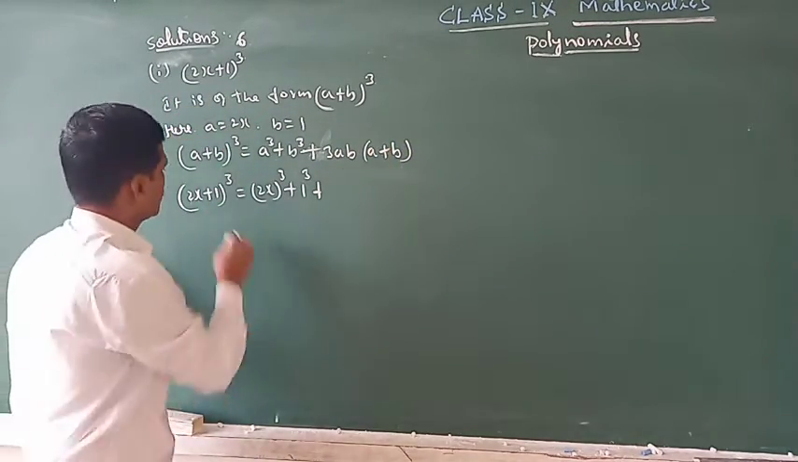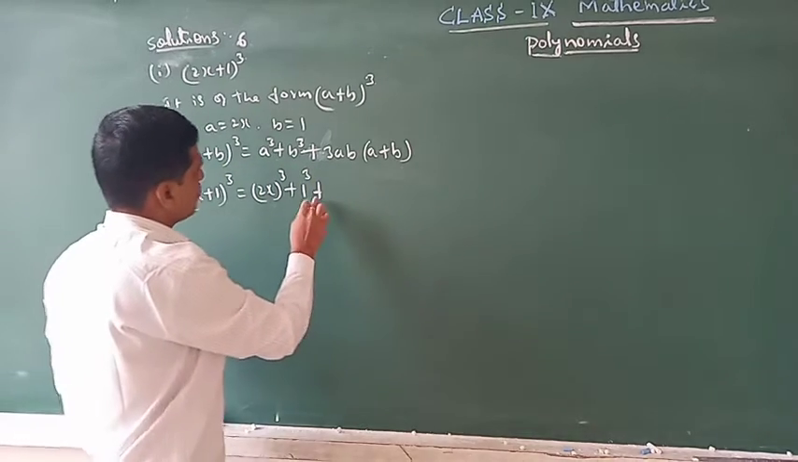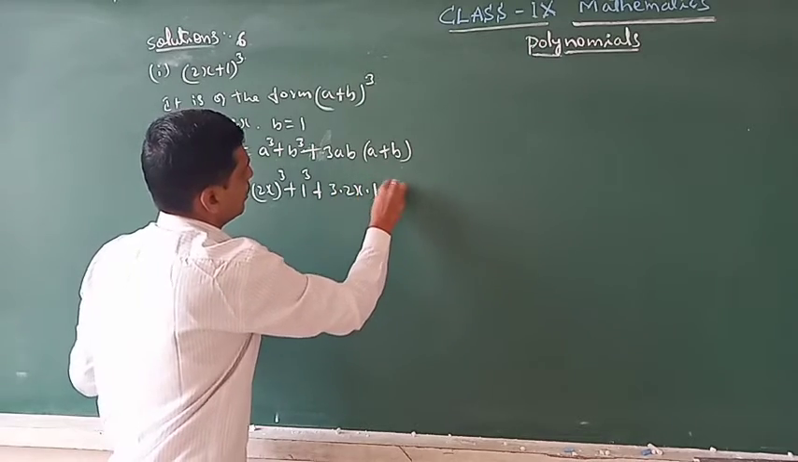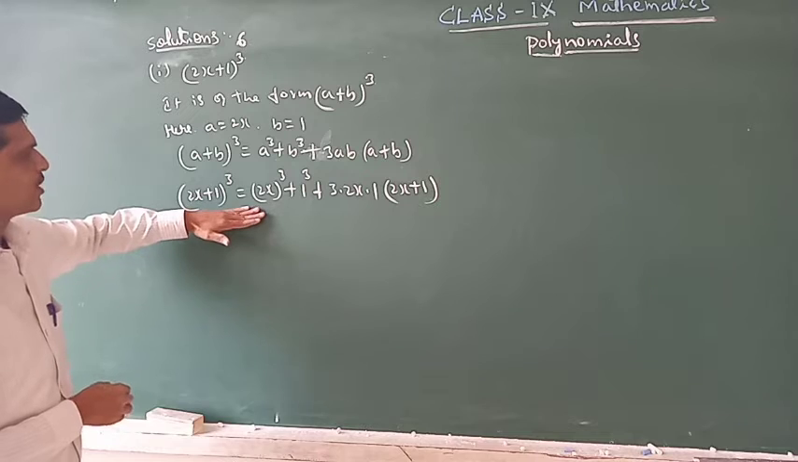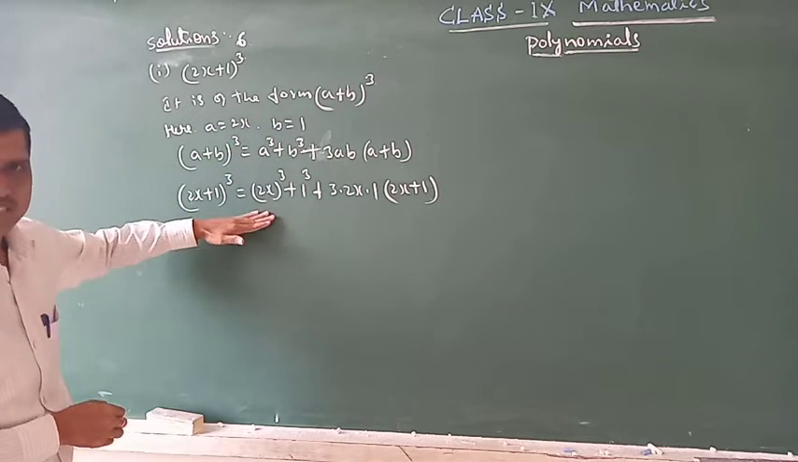Then only c cube comes. Now it is only (a plus b) whole cube. Therefore a cube, (2x) cube plus b cube, a cube plus 3 into 2x into 1, (2x plus 1). So on substitution only it is. By substituting the a value and b value in this identity, we will get this expression.